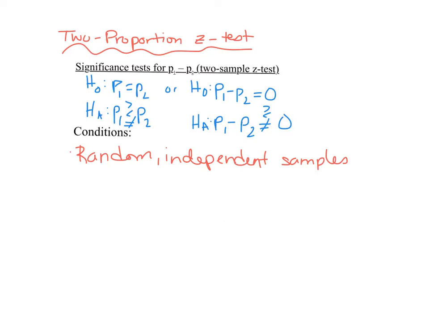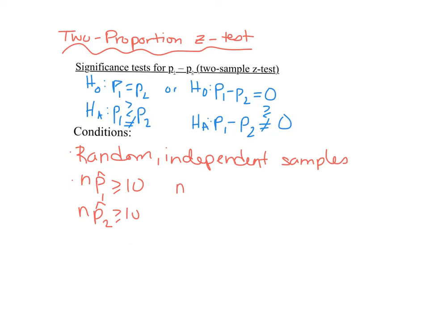So the next thing that we need to do is our success-failure condition. Before, if you remember, it was NP is greater than or equal to 10. In this case, we actually have to do it with P1 and P2. The only thing about this test that's different from the previous z-test is that if we look at our hypotheses, we don't actually have a number for our P1 and P2. So actually we're going to use our P hats here. That's just an important distinction to keep in mind.